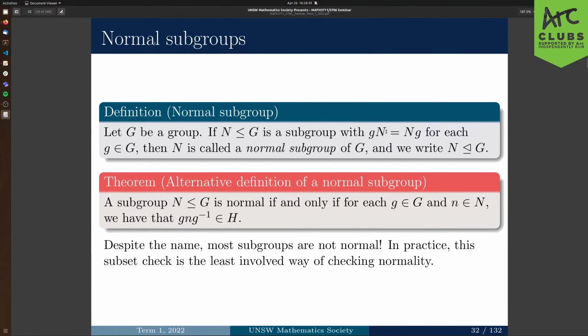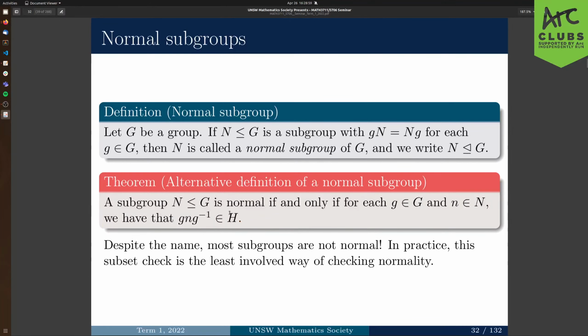When they are, this is actually quite special, and we call this subgroup N a normal subgroup if all of the left and the right cosets are the same for each g in G, right? And we write it using a less than or equal to symbol, except with a triangle. I'm not quite sure how you say that, but that's the symbol.